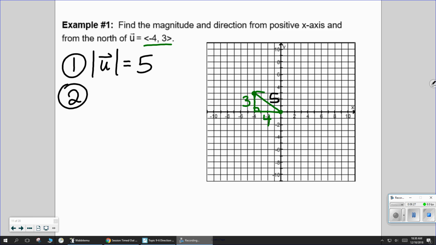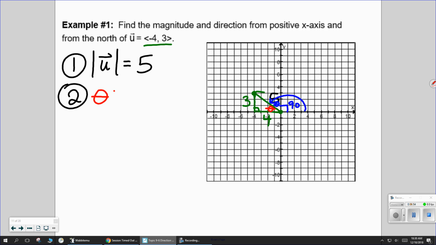Now we want to find the direction of the vector from the positive x-axis and from the north. So let's start with from the positive x-axis. From the positive x-axis going counterclockwise to the vector, how many degrees is that? Well, we know this is 90. We've got to figure out what this angle right here is. And so let's find the angle that's inside of the triangle, because we know how to do that.